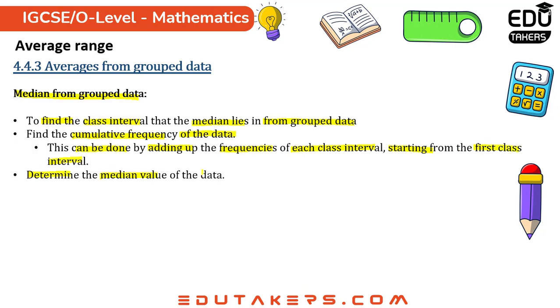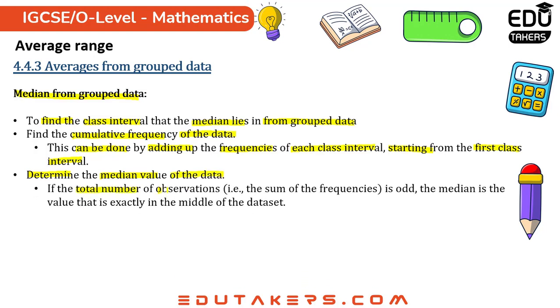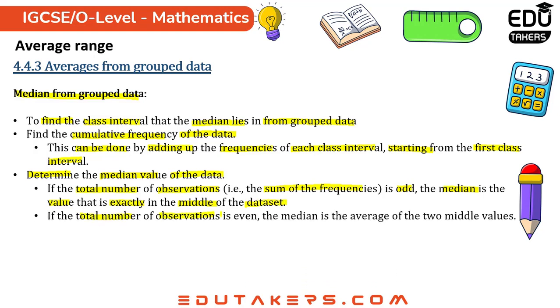Determine the median value of the data. If the total number of observations, the sum of the frequencies, is odd, the median is the value that is exactly in the middle of the data set. If the total number of observations is even, the median is the average of the two middle values.